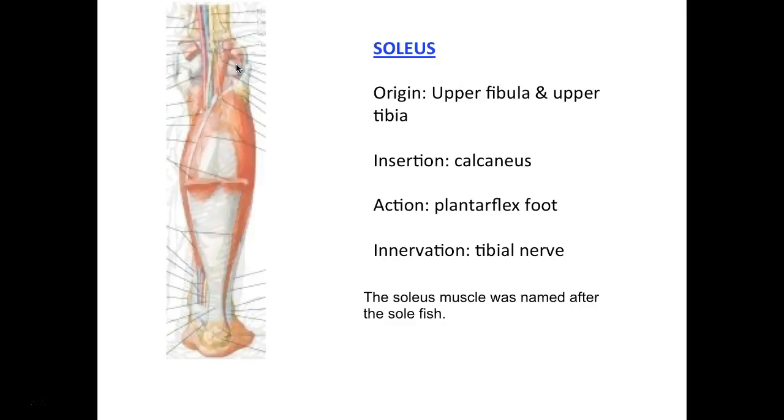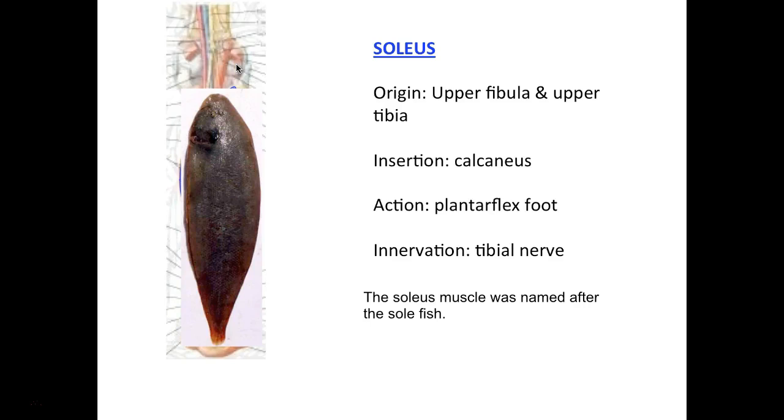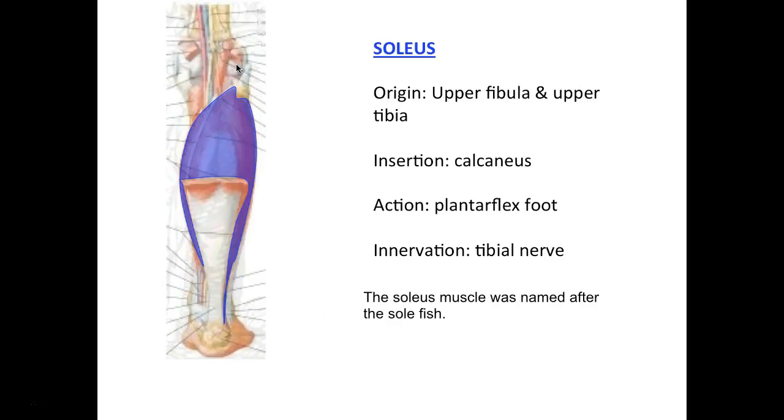Now when you peel that muscle away, you will see the soleus muscle. And the soleus muscle was named after the solefish. So it's just a very flat fish. This is going to originate from the upper fibula and upper tibia. And so I always like to think of the soleus as being a fly fish. I don't really know what kind of fish the solefish is, but I doubt it's a fly fish. So that's why I think up and up. This fish is just jumping up onto the fibula and up onto the tibia. Insertion is calcaneus once again, action plantar flexion of the foot, and innervation is tibial nerve.